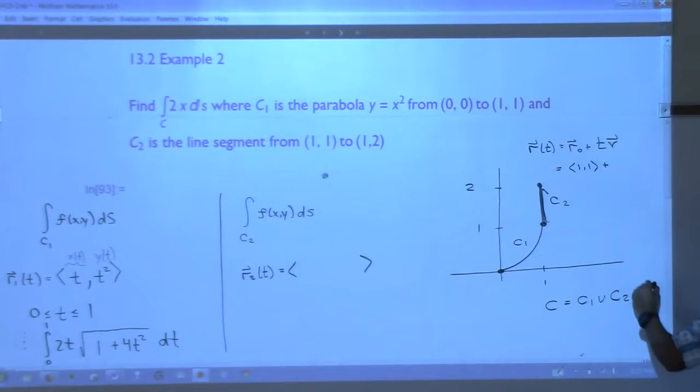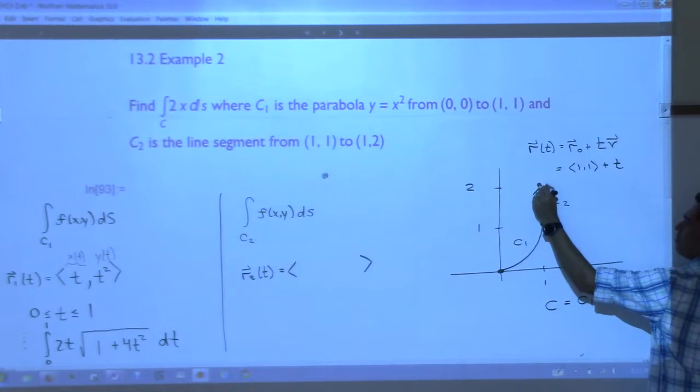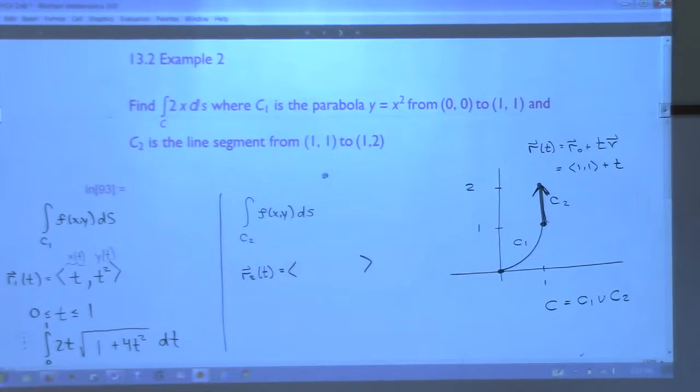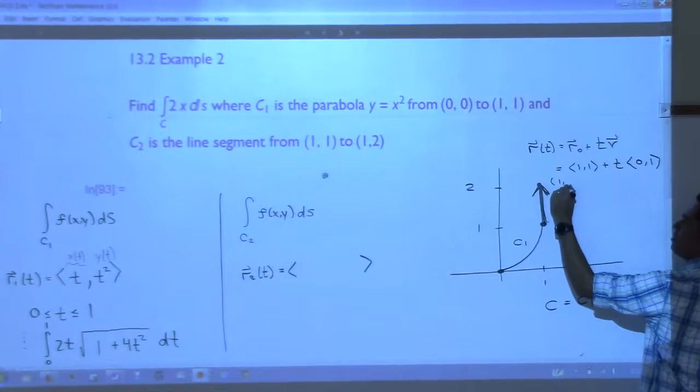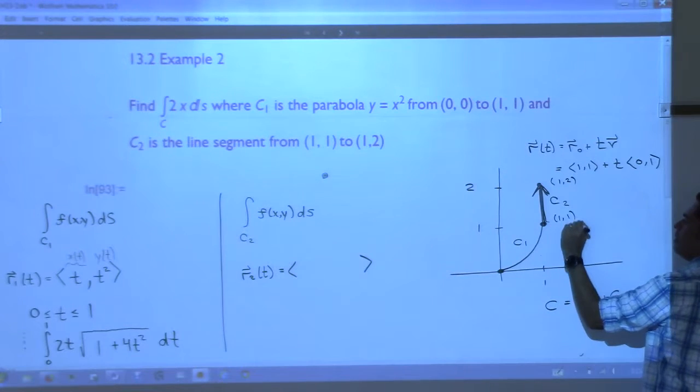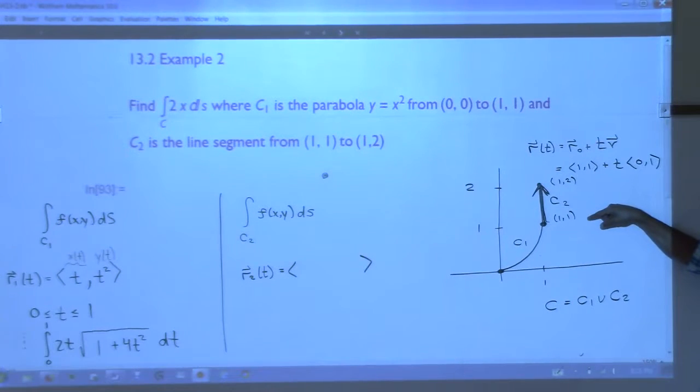Okay, plus, now T times V. What's this direction vector? What's the vector that connects from here to here? 0, 1? Yes. 0, 1. You could get that by just looking at these as 2 points, right? This is the point 1, 2. This is the point 1, 1. What's the vector connecting these two? You do 1 minus 1 is 0, 2 minus 1 is 1, so that's this vector, right?